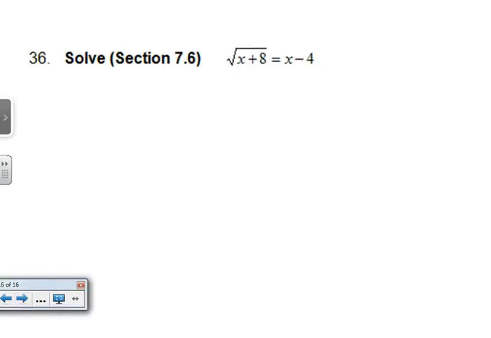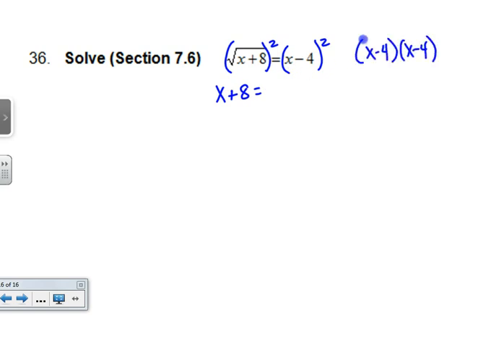One more. Solving this quadratic. We know we have to first square both sides of the equation. Now remember, square rooting and squares cancel each other out. That's easy. But x minus 4 squared is 2 x minus 4's multiplied together. So when you FOIL that, you get x squared, and then minus 4x is negative 8x, and then negative 4 times negative 4 is positive 16. So we have a quadratic that we are going to have to solve.